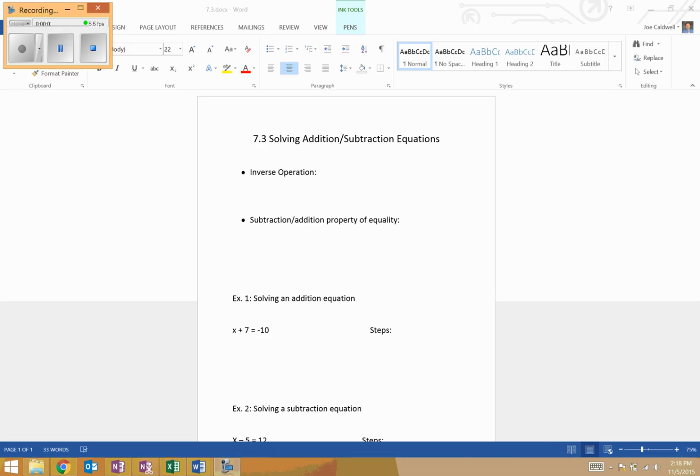All right, so for 7.3, you're going to learn how to solve addition and subtraction equations. The first thing we need to know is this thing called an inverse operation.